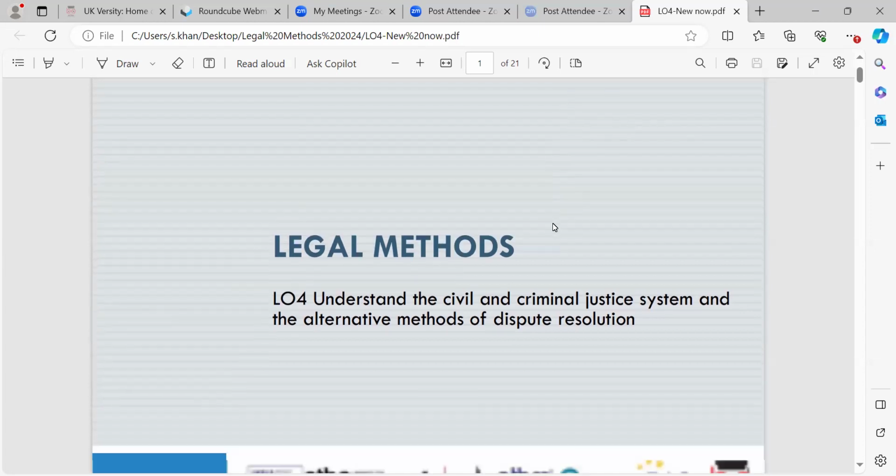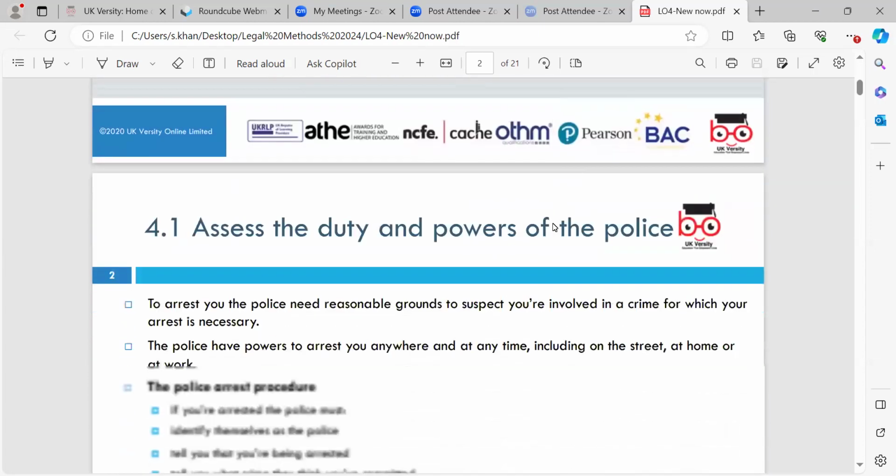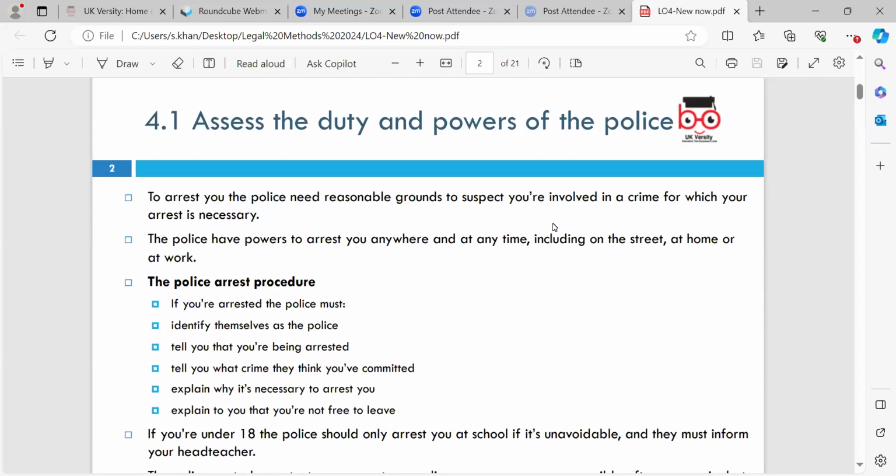So we'll first go on to look at 4.1, which is to assess the duty and powers of the police, and what the issue is around what laws are in place in regards to arresting someone. So the main act that deals with the powers of arrest, which fall within a code, is the Police and Criminal Evidence Act 1984, which is referred to as PACE.